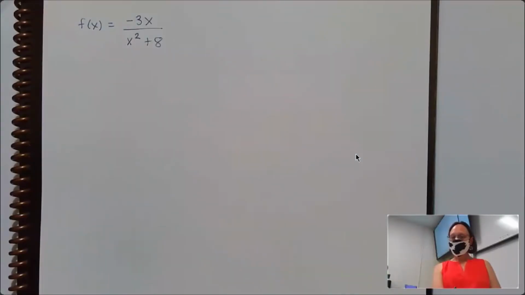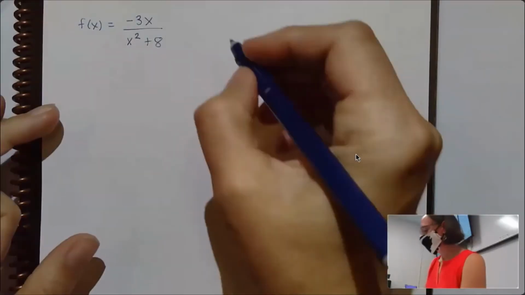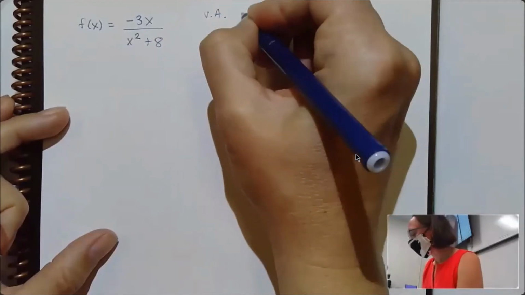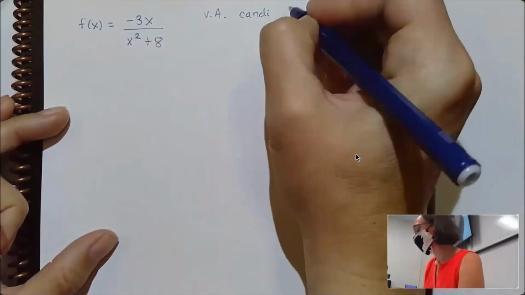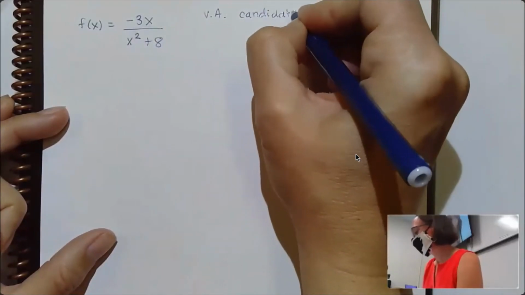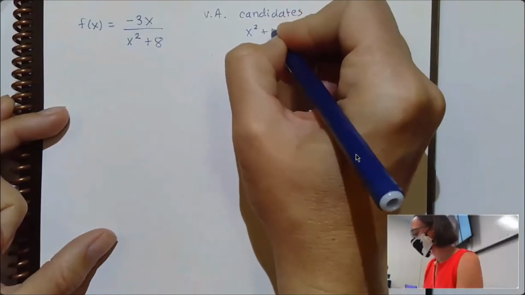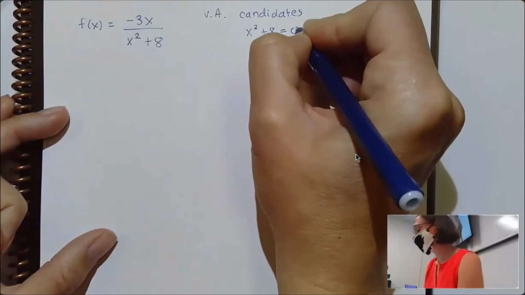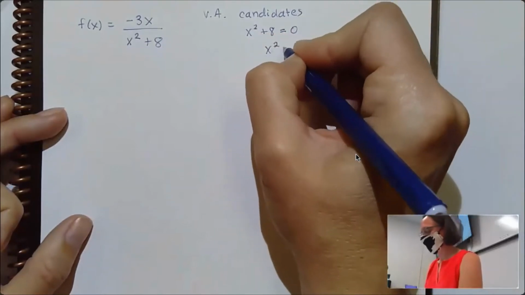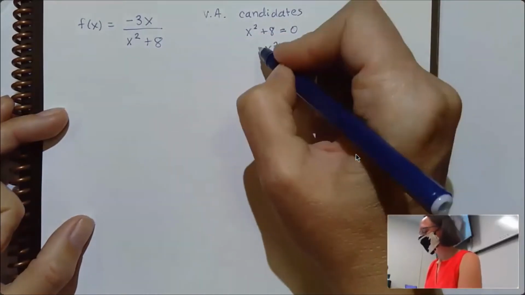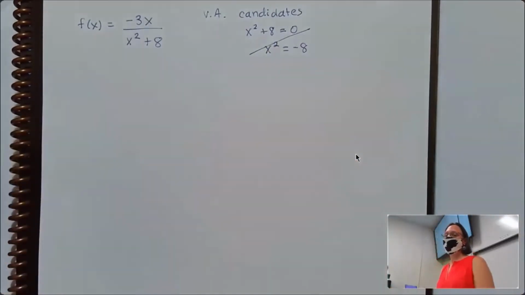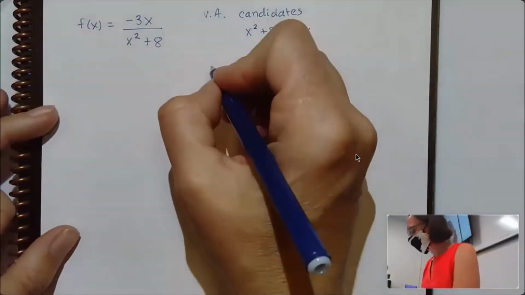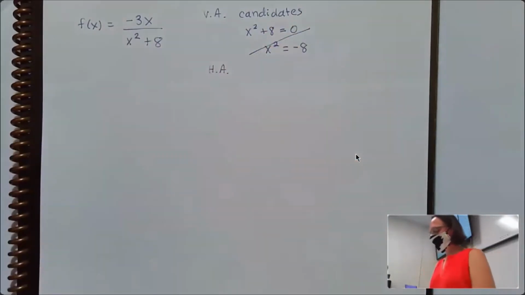Asked to find the vertical and horizontal asymptotes. Vertical asymptotes are candidates or what makes the denominator 0. But x squared plus 8 is never equal to 0. If I tried setting it equal to 0, I'd end up with x squared is equal to negative 8. That can't happen. So we actually for sure don't have vertical asymptotes. So now we switch gears and do the horizontal asymptote. And that one we are going to have.